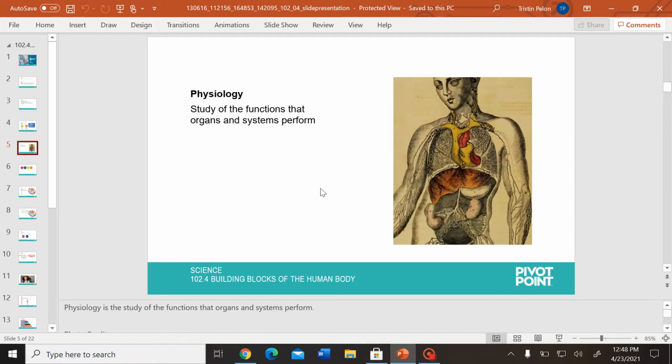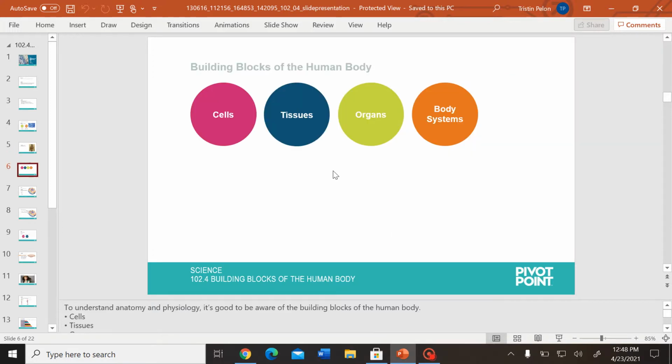Now, physiology is the study of the functions that the organs and the systems actually perform. So we're going to be focusing on both of those aspects throughout all of these sections with anatomy. Now, when we go through anatomy and physiology, we want to make sure that we are aware of the building blocks of the human body. Now, this includes your cells, your tissues, your organs, and your body systems.